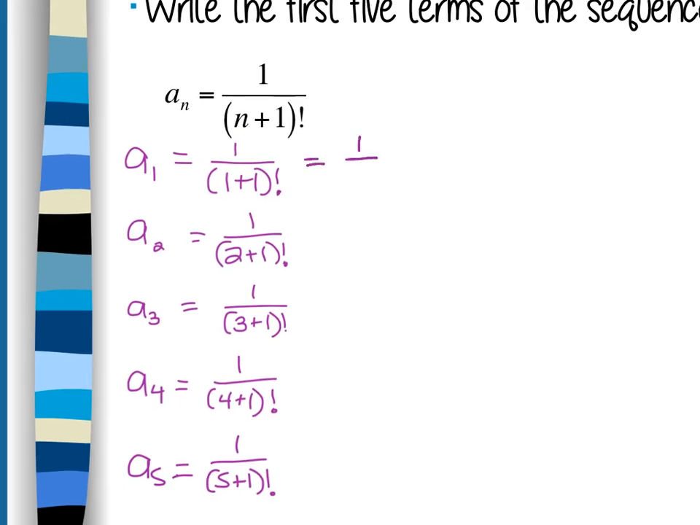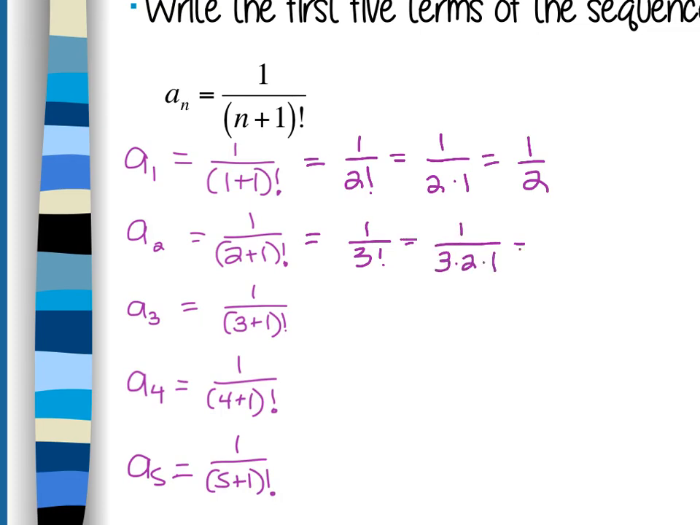So this would be 1 over 2 factorial, which is 1 over 2 times 1, or 1/2. This would be 1 over 3 factorial, which is 1 over 3 times 2 times 1, which is 1 over 6. This is 1 over 4 factorial, which is 1 over 4 times 3 times 2 times 1, which we already know is 6, so 4 times 6 is 1 over 24.